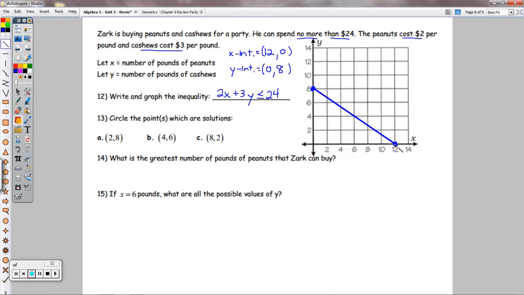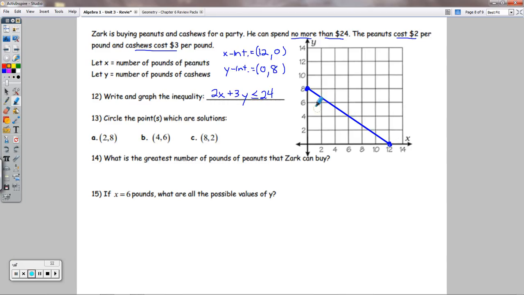And since it's not going to go in a negative direction for x or y, I'll just stop the line right there. This is going to be our feasible region in this case, this area right here. You're not going to buy negative pounds of cashews or peanuts, so you've got to stay above the x-axis and to the right of the y-axis. And if we shade in our feasible region, it looks like that.